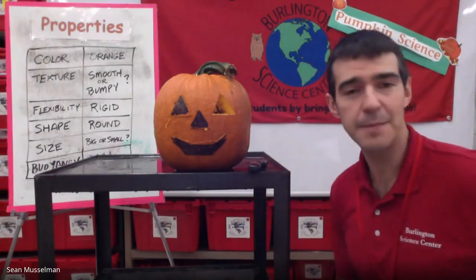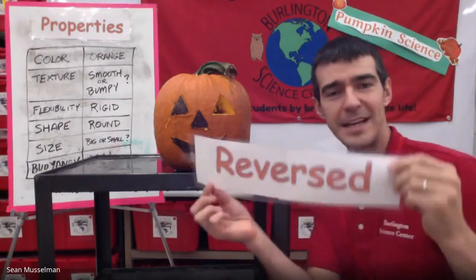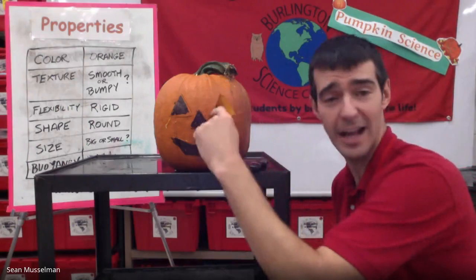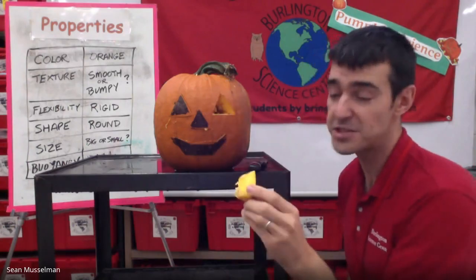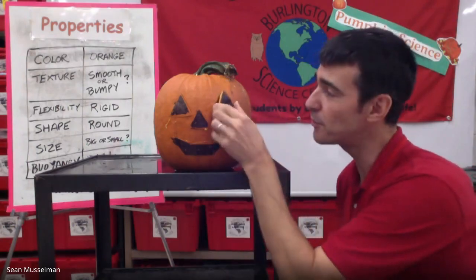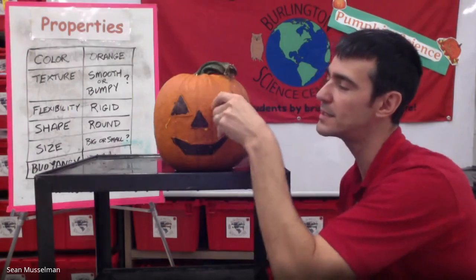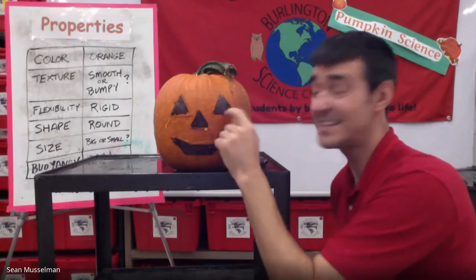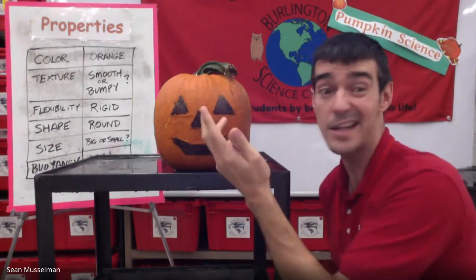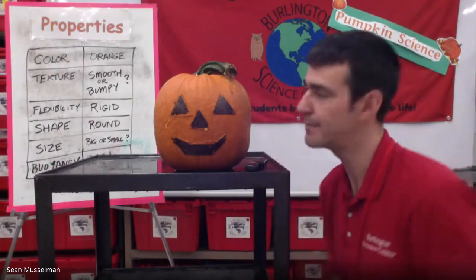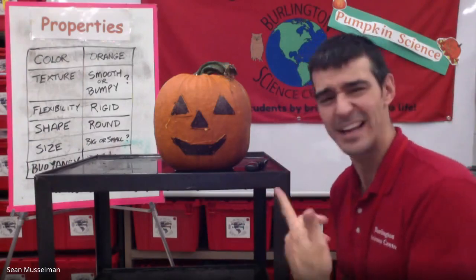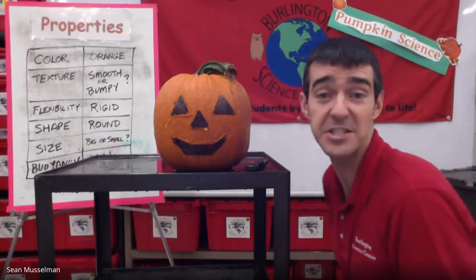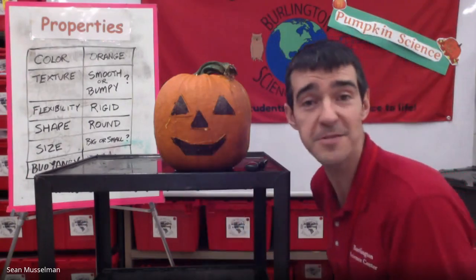This is an example of a change that can be reversed. Because as easily as I cut out that piece of jack-o'-lantern, I can also put it right back where it was. I have not changed the fact that this pumpkin is still made of pumpkin matter. It's not new matter. It's not jack-o'-lantern matter or any other kind of matter. It's still pumpkin. We've just changed some of its properties. We've changed its shape, or in this case, we've changed its color.